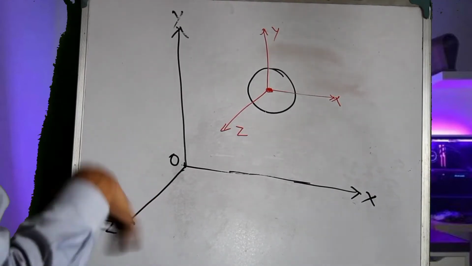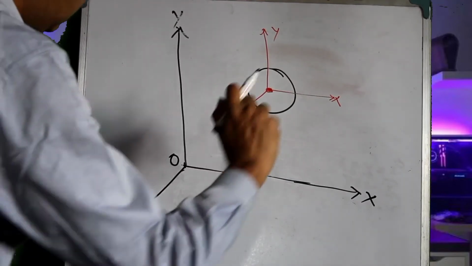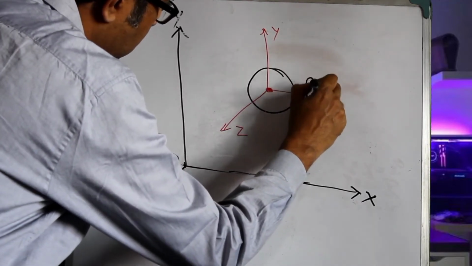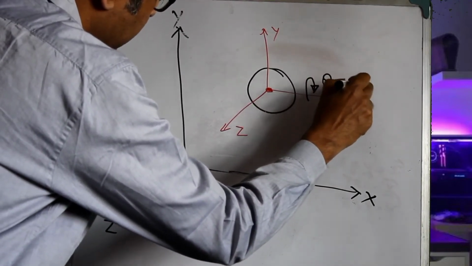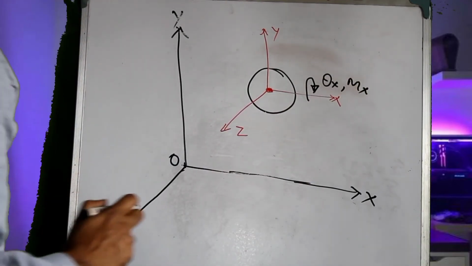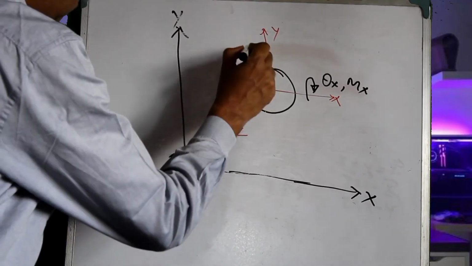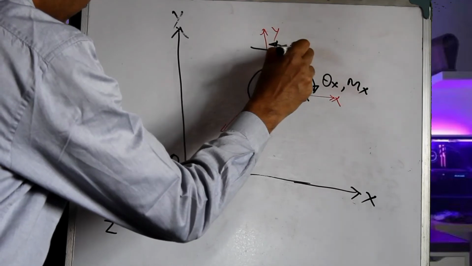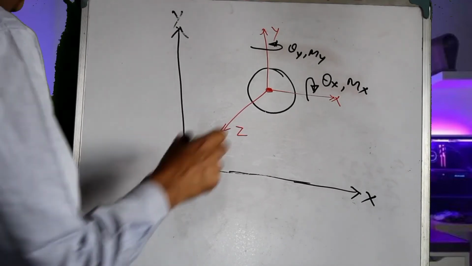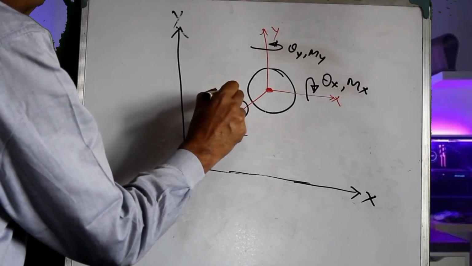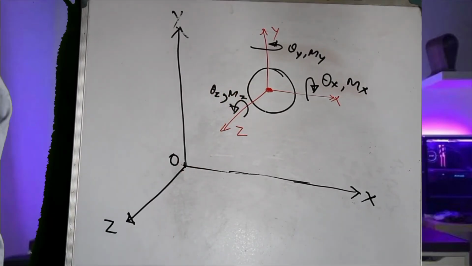So if the moment is applied about the x-axis, it is called the Mx moment, and this Mx moment would cause the ball to rotate about the x-axis, so theta x would be created by Mx. Similarly, if the moment is applied about the y-axis, it is called the My moment and it would cause the rotation theta y. In the same manner, if the moment is applied about the z-axis, it is called the Mz moment and it would cause the rotation of the ball theta z.